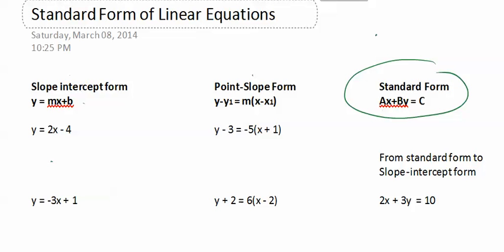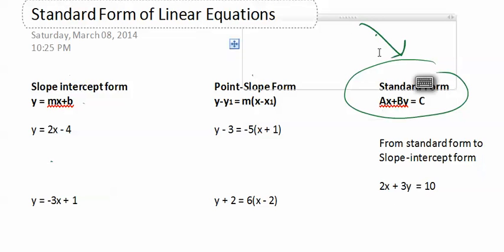Hi, and welcome to this video on standard form of linear equations. In this video, we're going to talk about the third form of a linear equation, which we call standard form, and that form is ax plus by is equal to c.